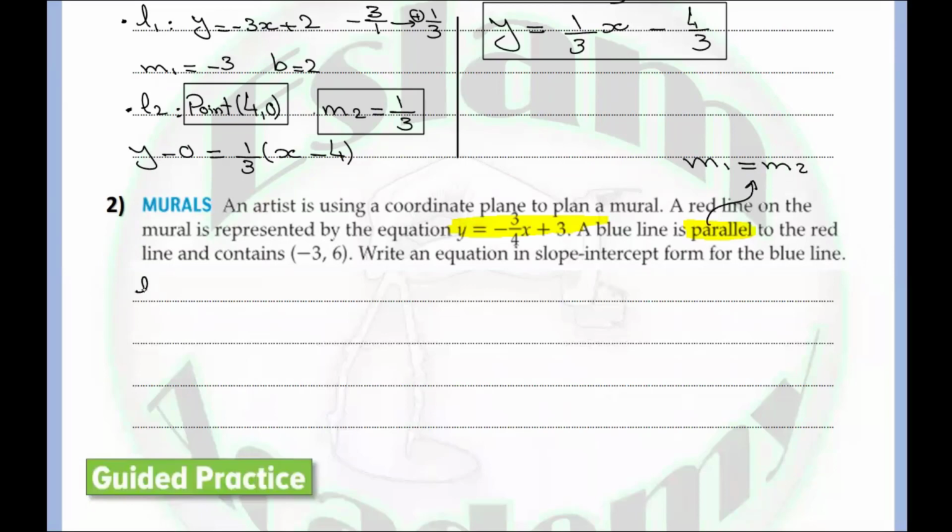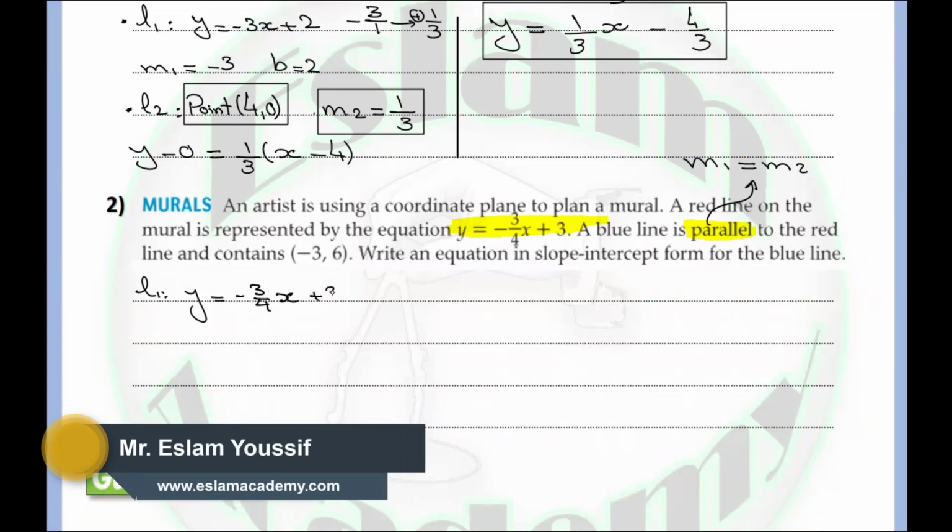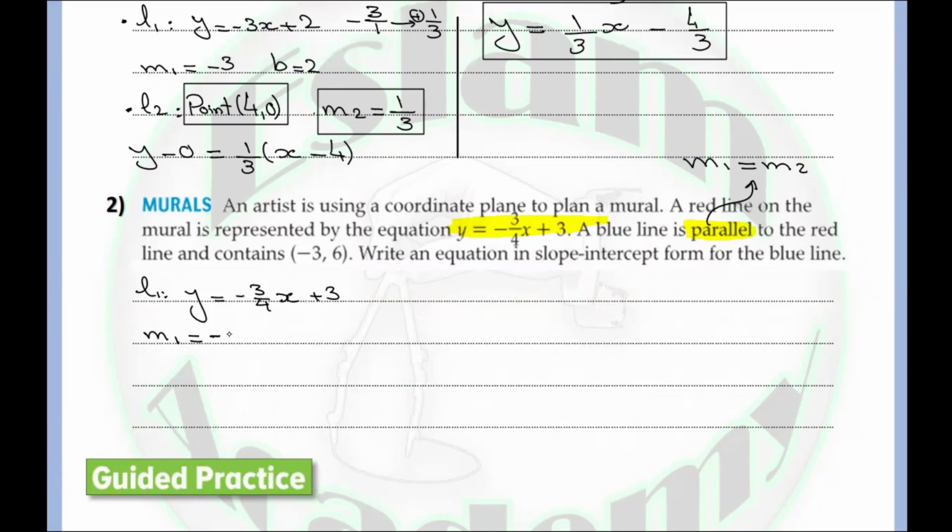From equation number 1, which is y equals negative 3 over 4 x plus 3, what will we find? We will find slope 1. What is slope 1? Negative 3 over 4. For line number 2, we have a point, which is (-3, 6), and we can find m2. How are we going to find m2? Negative 3 over 4, because they are parallel, so they have the same slope.